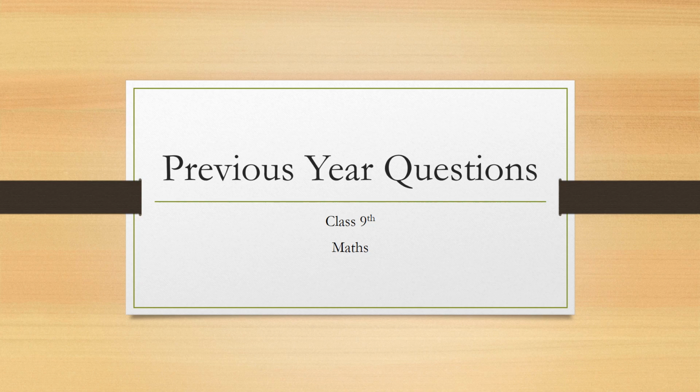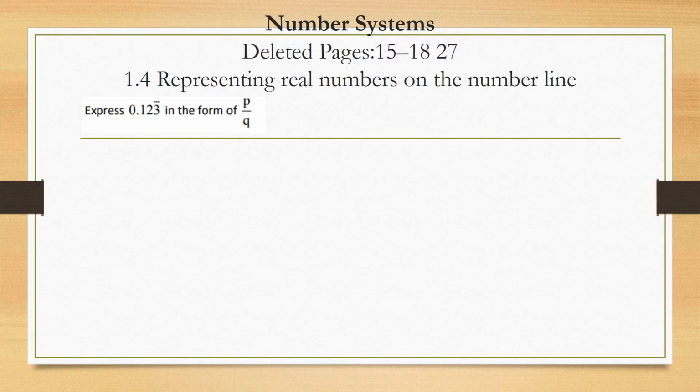So in today's video we are going to discuss some of the previous year questions, and that too from the whole syllabus of class 9th. So let's get started. Here in all the chapters I'm also going to mention what is being deleted by CBSE. Okay, so in number systems, that is chapter number 1, section 1.4 representing real numbers on the number line is deleted, which is from this page.